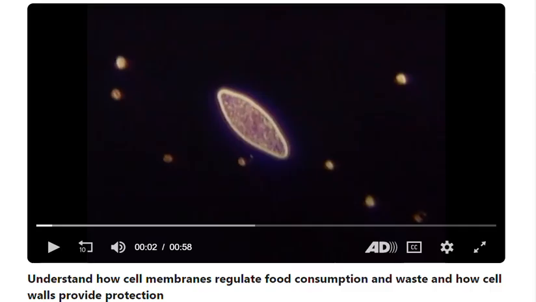Before we discuss how different nutrients get inside the cell membrane of the cells of the different microorganisms, let's first understand how cell membranes regulate food consumption and waste, as well as how cell walls provide protection.